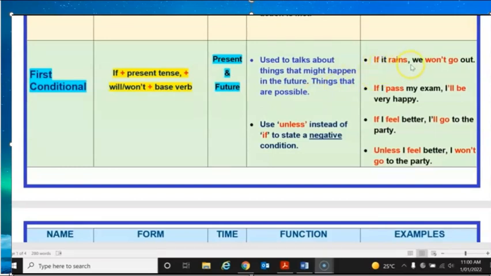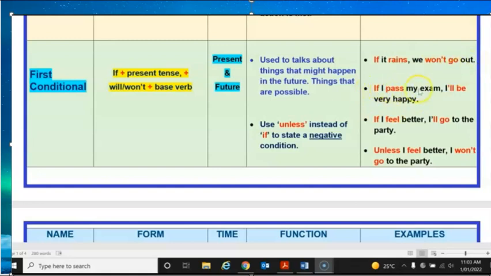Here are some examples. If it rains, we won't go out. So there's a real possibility that it will rain, and if that's the case, we won't go out. If we have a look at the form, we've got if plus present tense, if it rains, comma, we won't go out. Will or won't plus base verb.